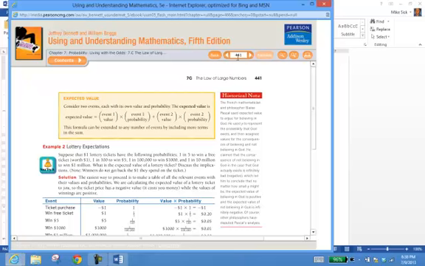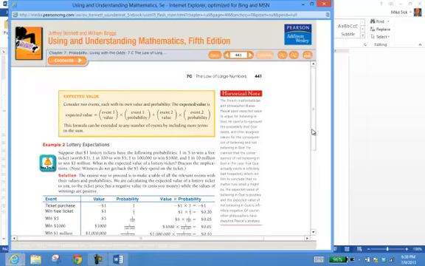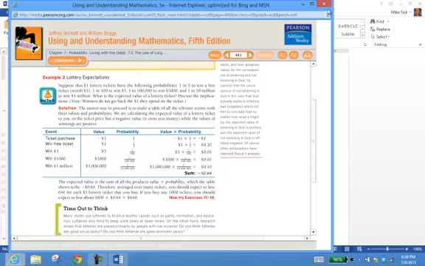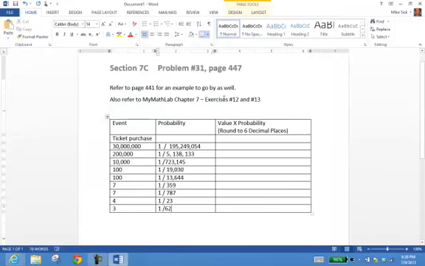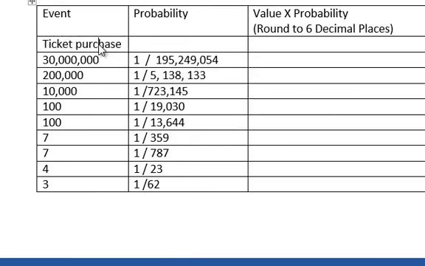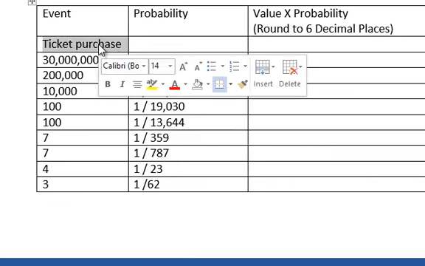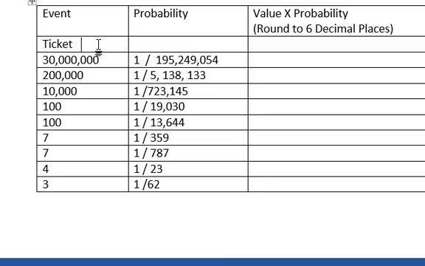The only thing I've left out right here at the very top is going back to the example on page 441. When you purchase the ticket, you've actually spent $1 on that ticket. And so we'll write the value for that ticket as -1. So the ticket purchase is -$1 because you spent $1 on the ticket. And the probability that you bought a ticket, by golly, it's guaranteed you bought a ticket, so we put a 1 right there.